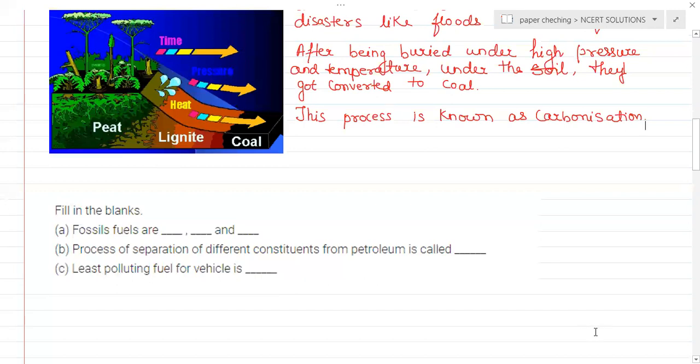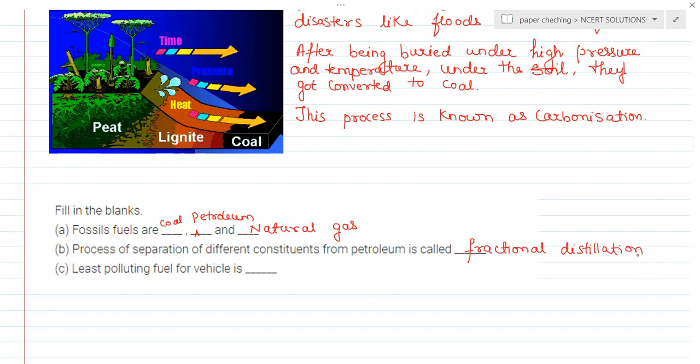Continuing with the next. The next question is a fill in the blank question. Fossil fuels are coal, petroleum, and what do you think the third one is? Natural gas, right? We usually don't think of natural gas because it is found mostly with petroleum, but that is also a fossil fuel. The process of separation of different constituents from petroleum is called fractional distillation of petroleum. The process in itself is a very important question, and so is destructive distillation of coal.